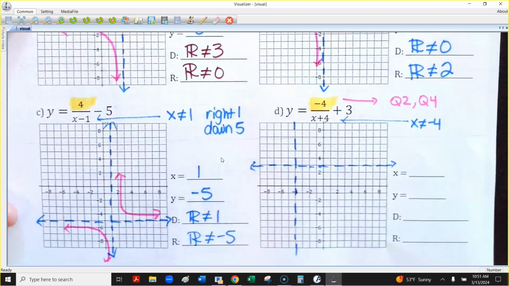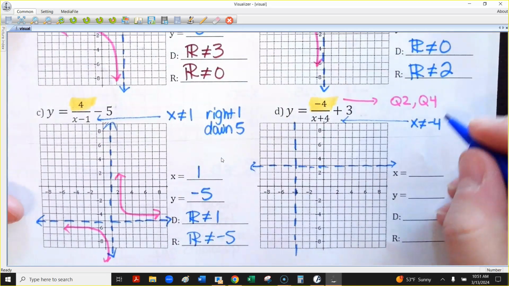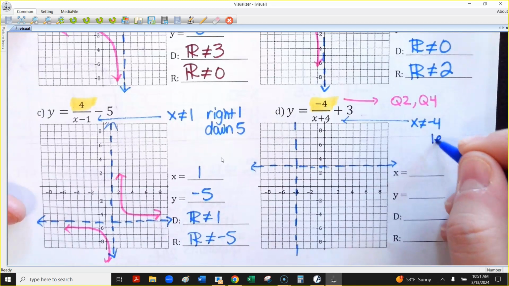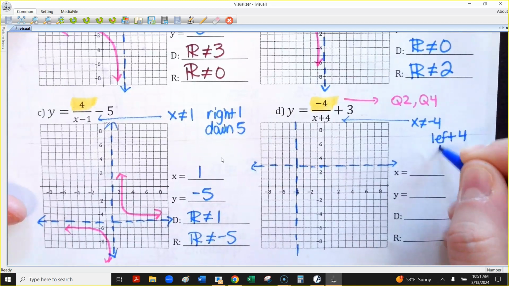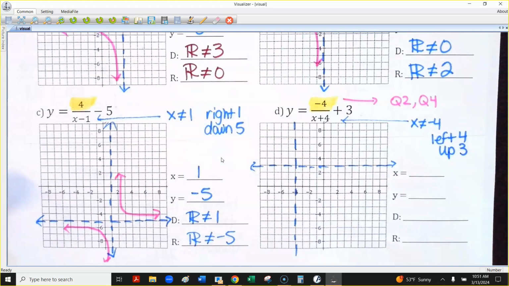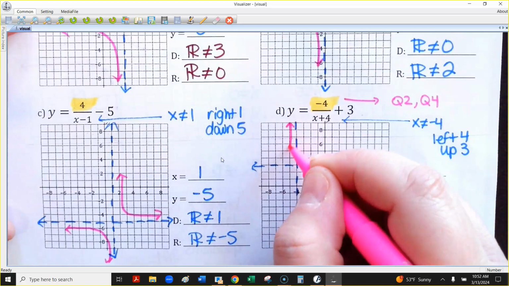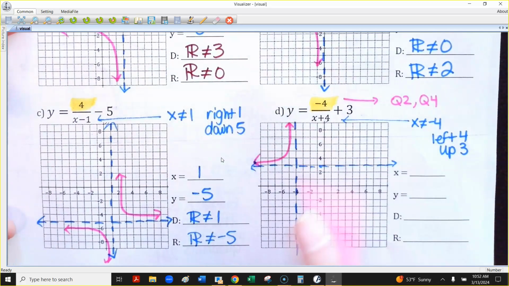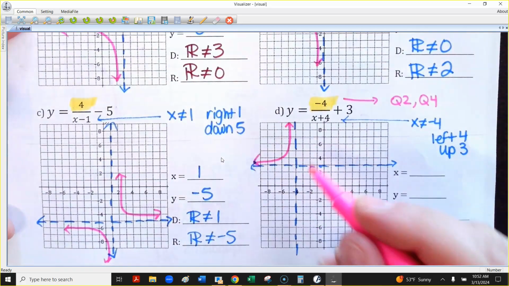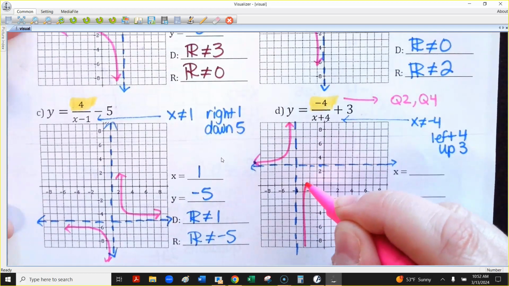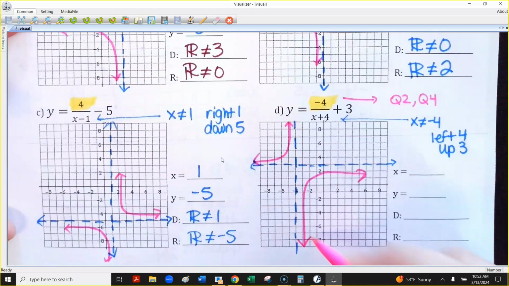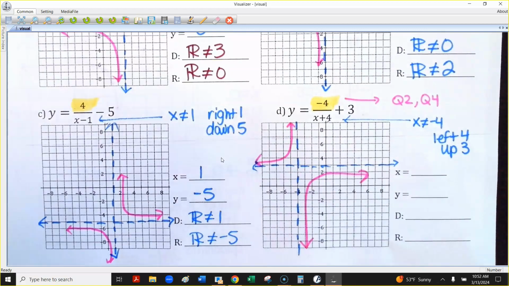If you had to describe this, this is going to be left 4 and up 3, if it asks you to describe it. That's all it is. The left and right comes from the bottom of the fraction. The up or down comes from outside the fraction. And then just be careful, this last one was different than the others. The branches should be in quadrant 2, which would be your upper left, and quadrant 4, which would be your lower right. Now, everything else works the same.